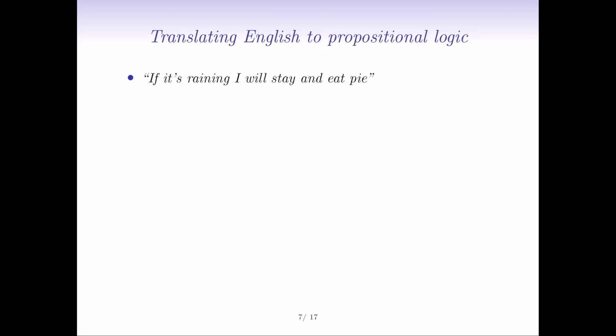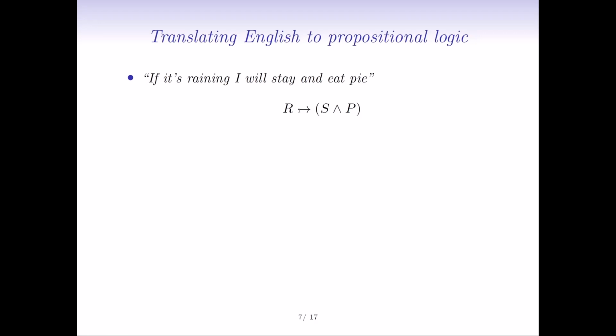And then you have to decide how the structure of the sentence should correspond to the logical structure of the formula. So in this case, if it's raining, I will stay and eat pie. Here I would say, okay, let's have propositions R for it's raining, S for I will stay, and P for I will eat pie. It seems fairly clear that the correct translation of this is if R, then S and P. So that's the translation here.